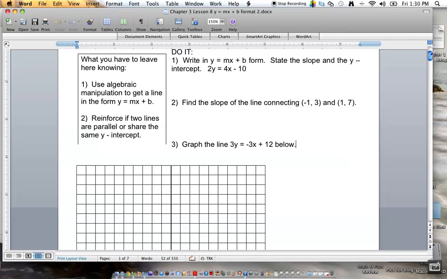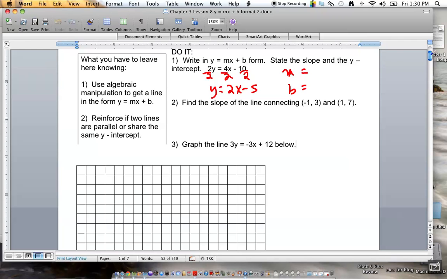What's the bad thing about this equation? It says 2y equals. What is it supposed to say? Y equals. So what do I have to do? Divide everything by 2. Don't forget the x in the middle. Sometimes kids do that. So I get y equals 2x minus 5. Once I put it in that form, I can state the slope and the y-intercept.